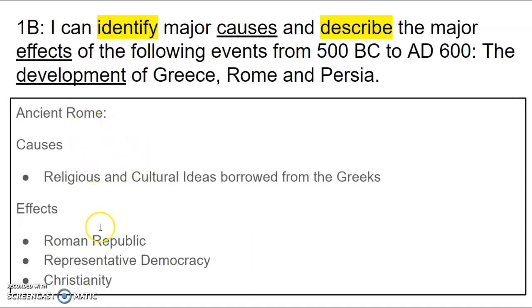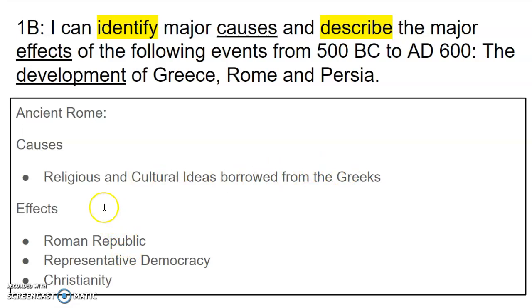Now, when we look at ancient Rome here in the box, we're going to review ancient Rome before we look at the test questions. The causes of ancient Rome were the religious and cultural ideas that were borrowed from the Greeks. Ancient Greece was the first development, and then out of ancient Greece, you have Rome that develops on top of it or alongside it. Basically, they take the religious and cultural ideas from the Greeks and they build on that. So the cause of ancient Rome developing is the diffusion of the Greeks into their society.